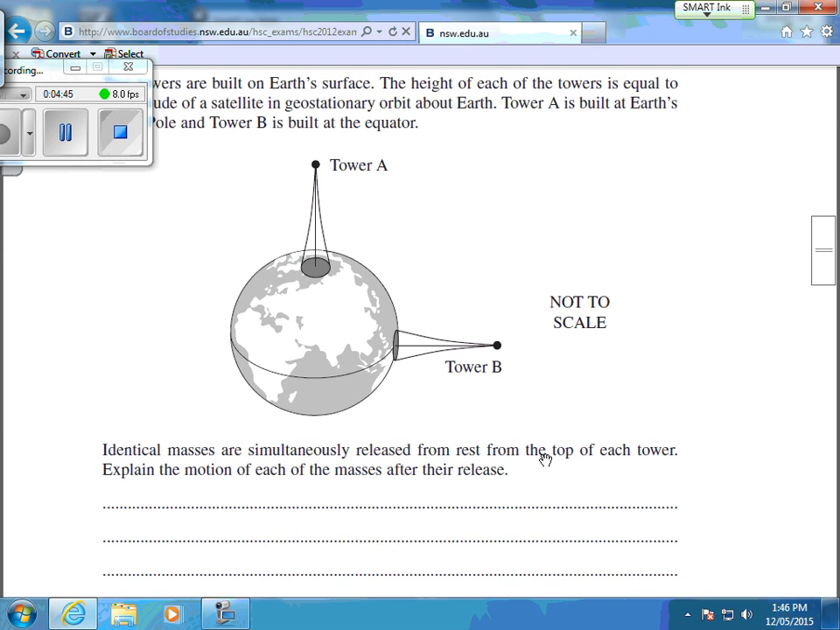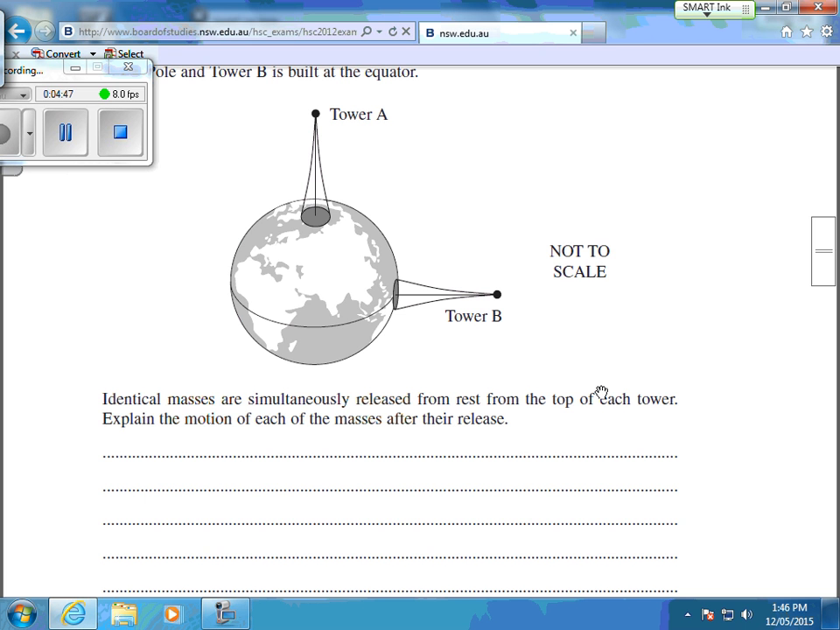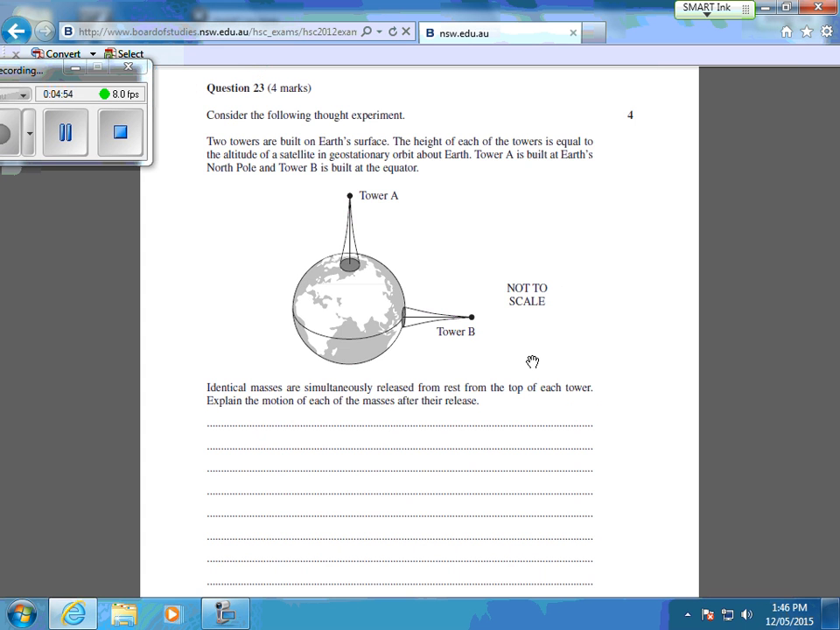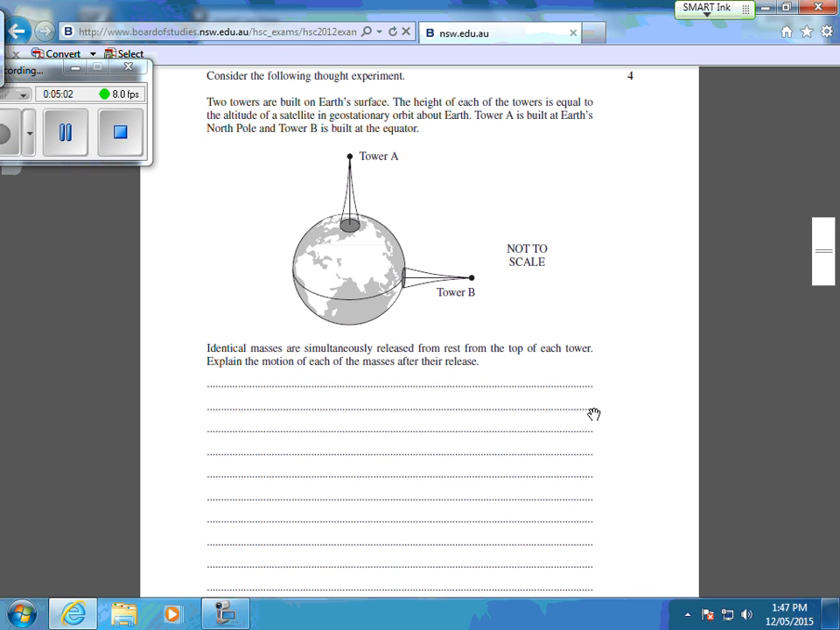I'll just make that a little bit less zoomed because you can't see it. So there's the question. Question 23 from 2012. Consider the following thought experiment. It might be more than a thought experiment one day. They're actually talking about building space elevators. Two towers are built on the Earth's surface. The height of each of the towers is equal to the altitude of a satellite in geostationary orbit about the Earth.